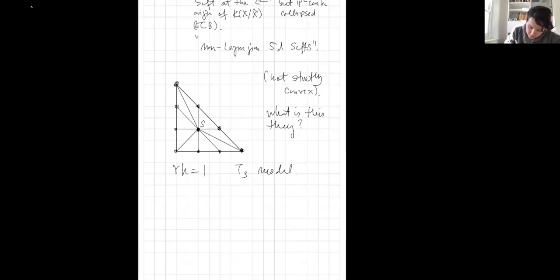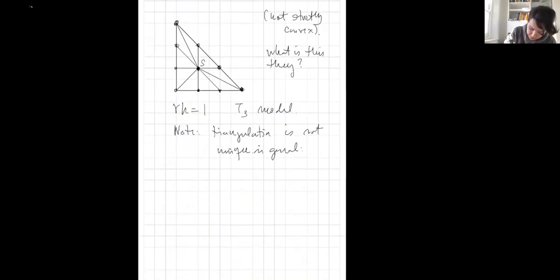Also here, note the triangulation is not unique, right? This is probably true in general. You could generalize this. Another example to consider is this T4 model. These are just good ways of exercising these toric methods.